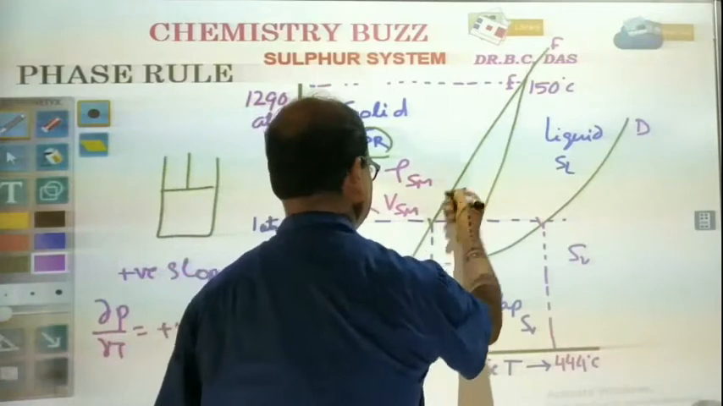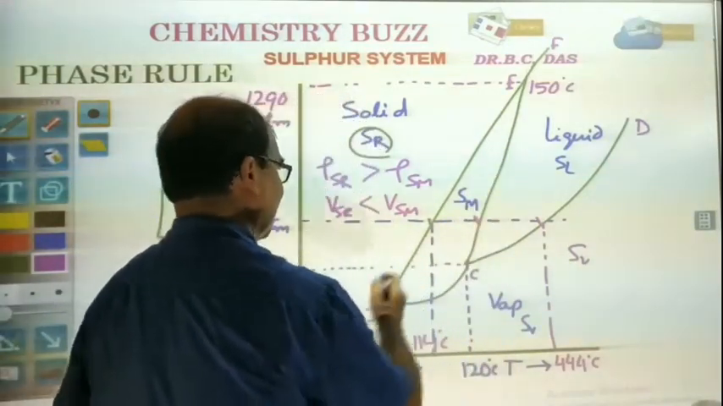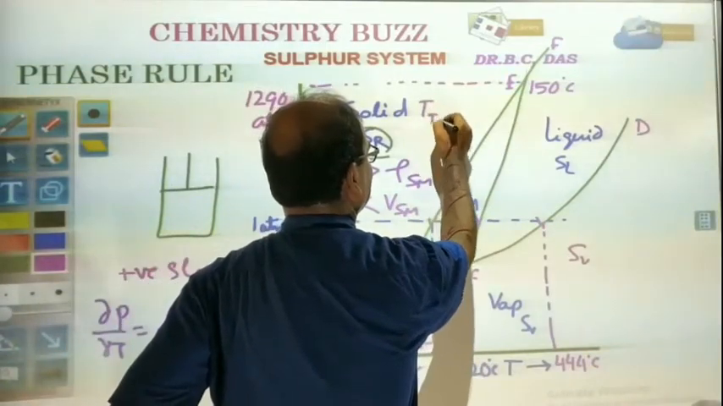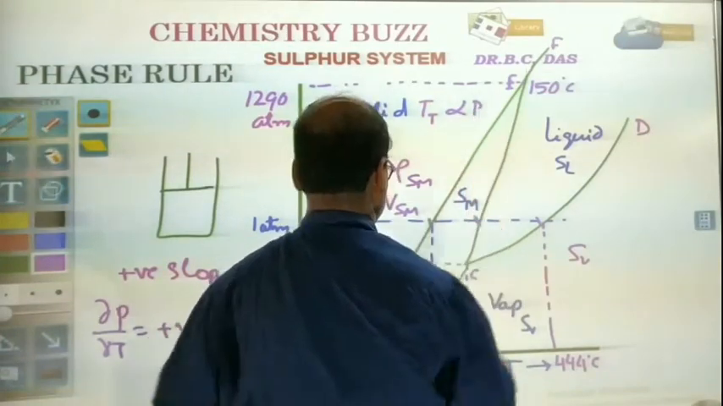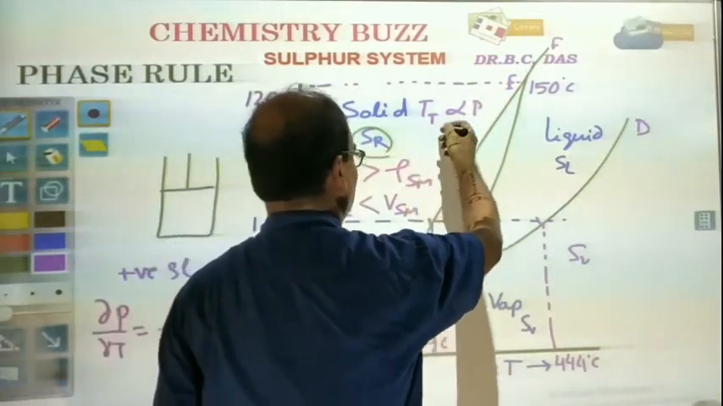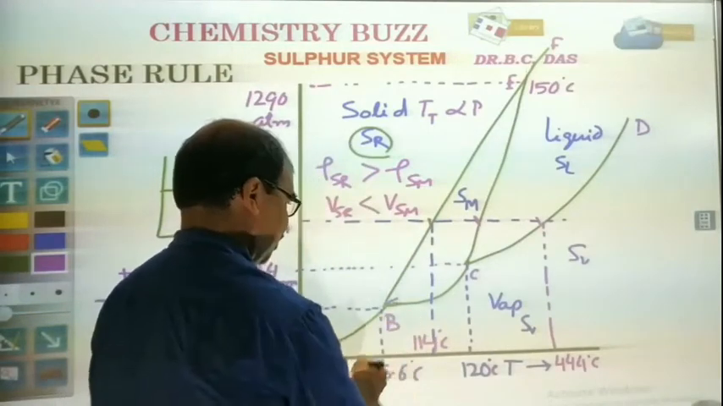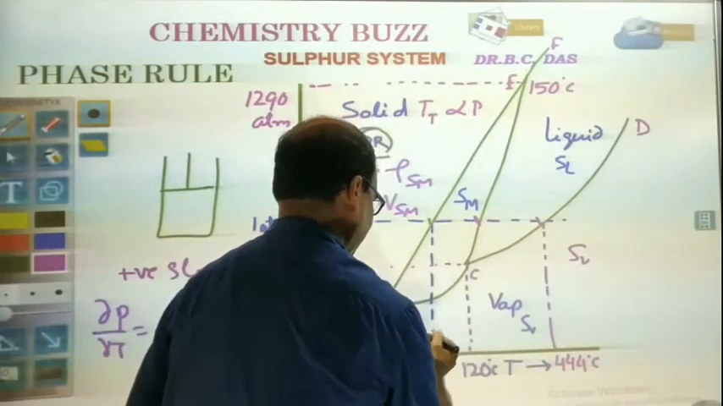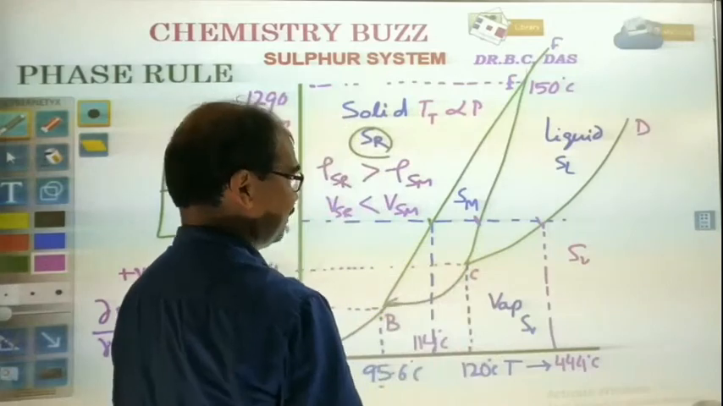So this is called the transition curve, rhombic sulfur to monoclinic sulfur. And you see, the transition temperature is proportional to the pressure. If the pressure increases, the transition temperature increases. Okay? Also, as the pressure increases, the sublimation temperature increases. So this is the sublimation curve of rhombic sulfur, this is the sublimation curve of monoclinic sulfur. And when the pressure increases, the sublimation temperature increases.